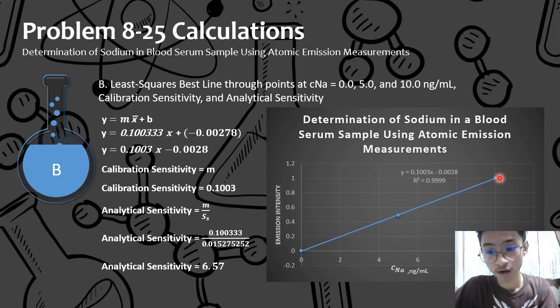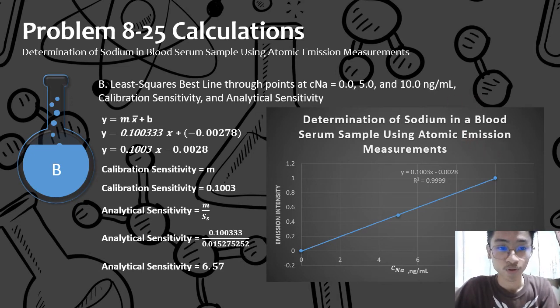Again, it is very clear that the points fall almost exactly on the line, and our r squared value is equal to 0.9999, which is similar to our first problem, where r squared is exactly 1.